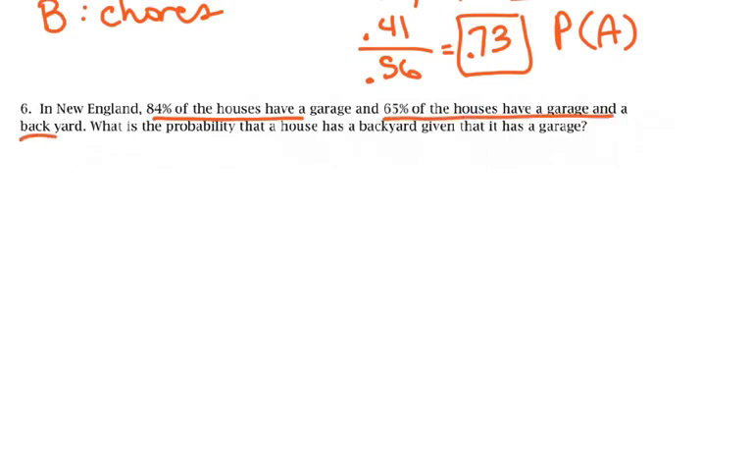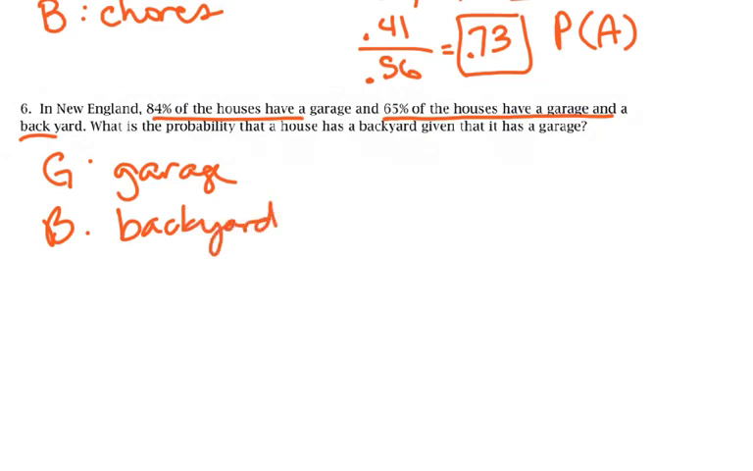Number 6, in New England, 84% of the houses have a garage, 65% of the houses have a garage and a backyard. So the two events are having a garage and having a backyard. And so the percent of having a garage is 84%, and 65% of the houses have a garage and a backyard. So a garage and a backyard is 65.